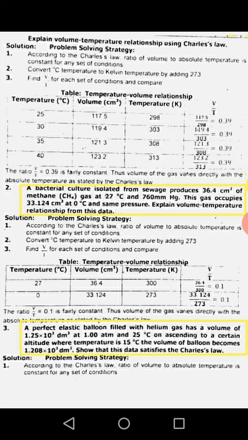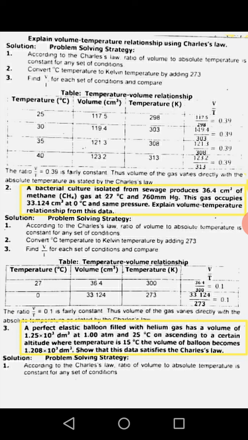A bacterial culture isolated from sewage produces 36.4 centimeter cube. This is our first value of the volume, which has been given in centimeter cube, of methane. Methane, you know very well, is a gas, at 27 degrees. It is the value of the temperature as it is given in degrees. And 760 mm of mercury, Hg is the symbol for mercury.